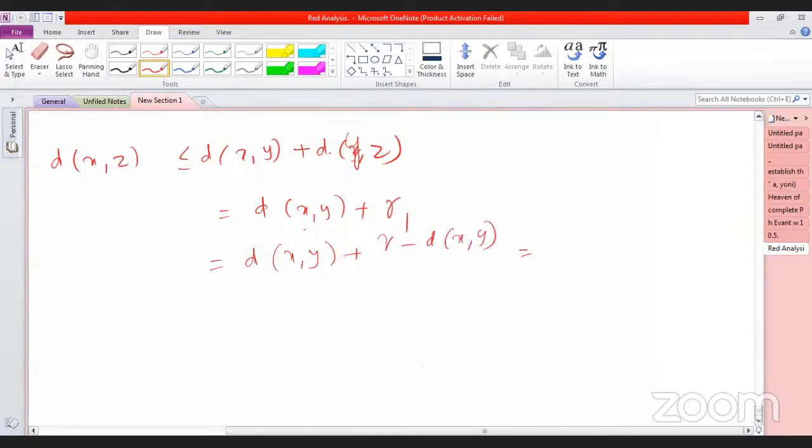That is the solution. So we can substitute this R1 value. Then both the minus d of x comma y and plus d of x comma y terms are cancelled, and we get the R value.